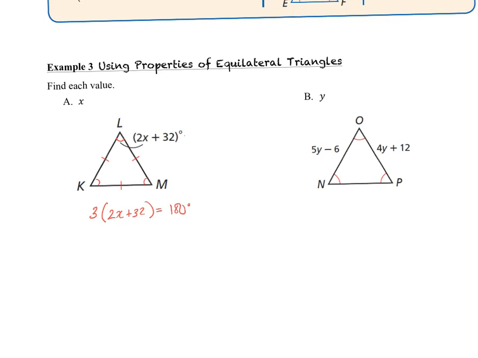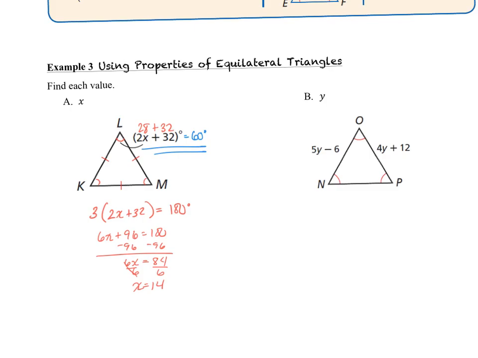Another thing I know is that this is going to be 60 degrees. So I could have just started with this. But regardless, I can then distribute if I want. So I could get like 6x plus 96 equals 180. Subtract 96 from both sides. 6x equals 84. Divide both sides by 6. And x equals 14. And I can double check my work. If I plug 14 in here, I get 28 plus 32, which is 60 degrees. It makes sense because every angle is going to be 60 degrees.